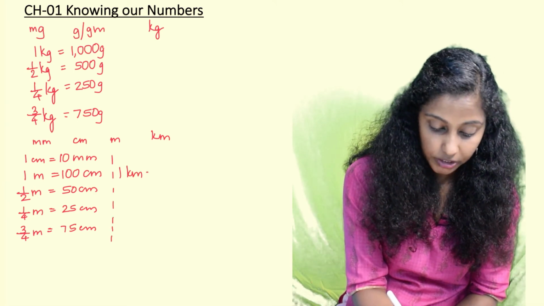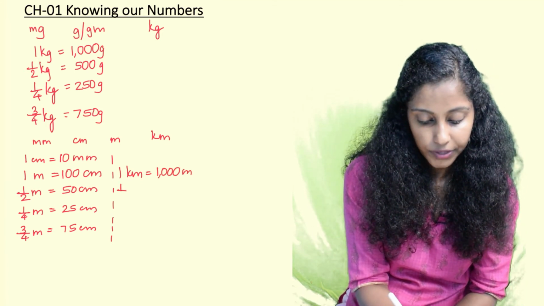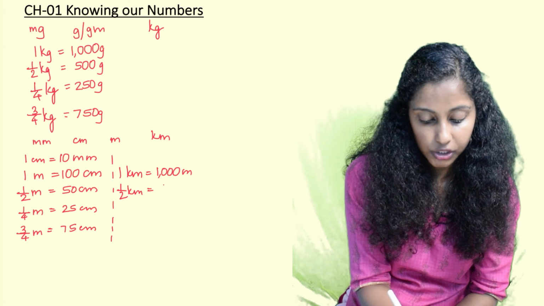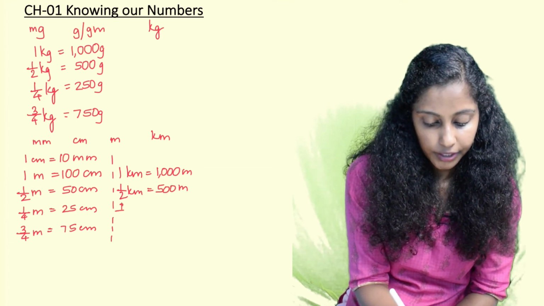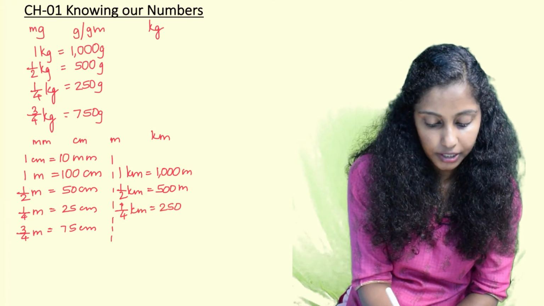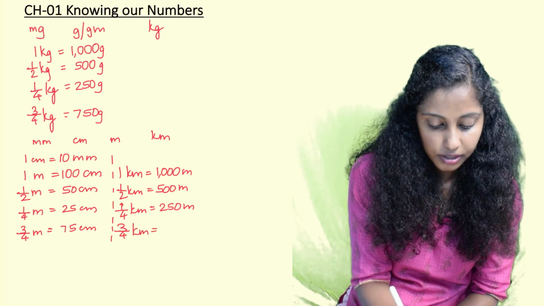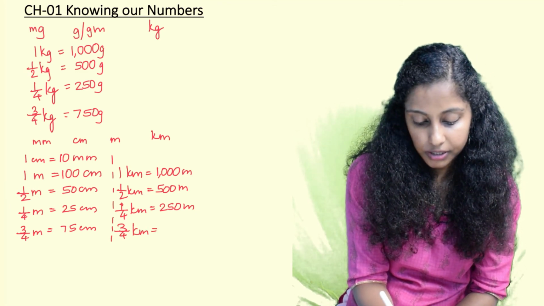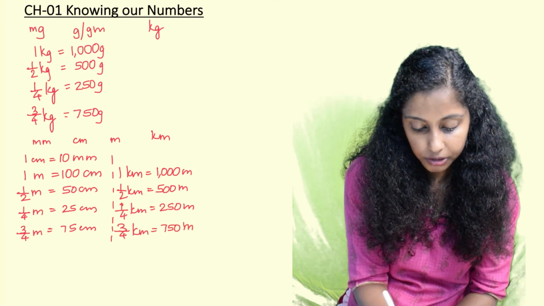Now we have the units of length as kilometer. 1 kilometer, kilo is the biggest one, is equal to 1000 meter. Half kilometer is equal to half of 1000, that is 500 meter. Then 1/4 of kilometer is equal to half of 500 meter, that is 250 meter. And 3/4 of a kilometer is half kilometer plus 1/4 kilometer, that is 750 meter.